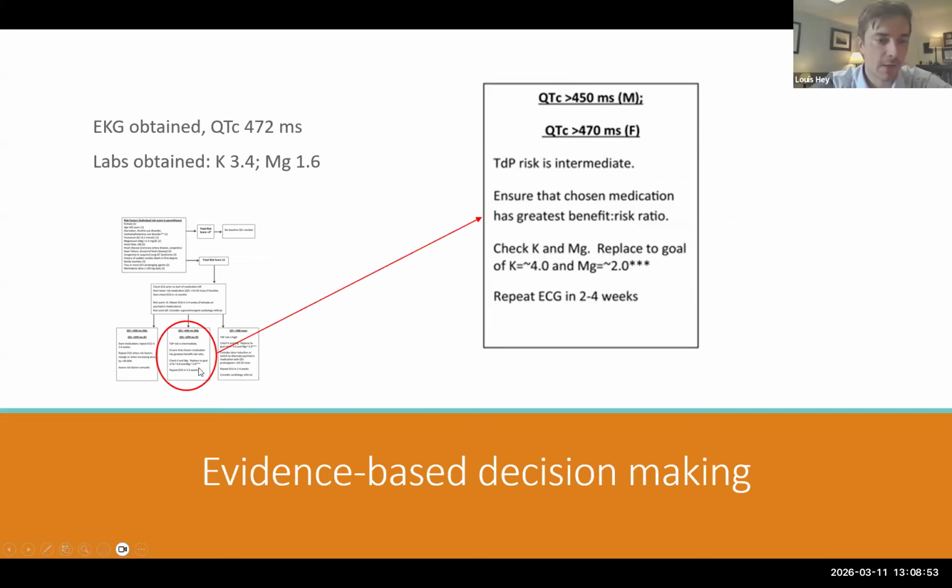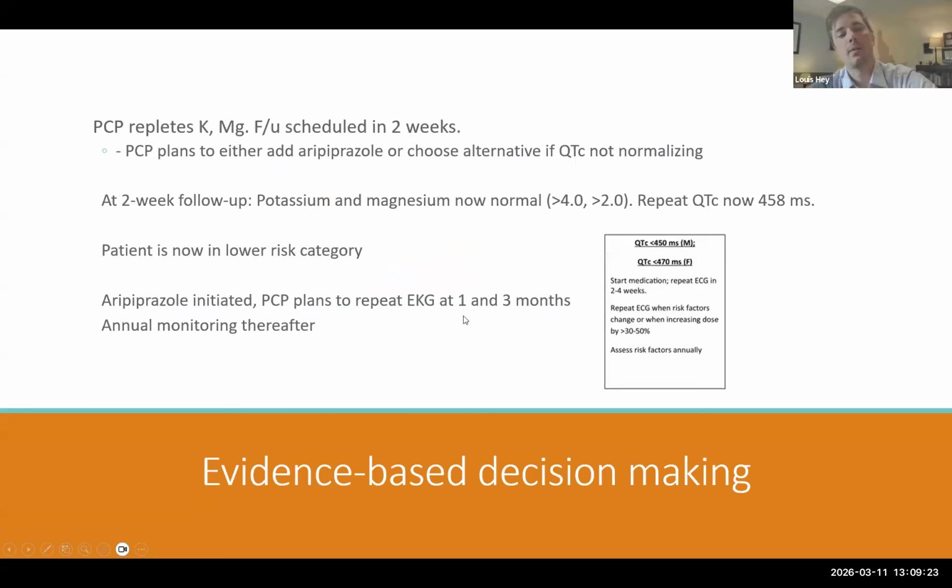Then, following the guidelines, you get her labs, and her potassium and magnesium are a little bit low. So go down the algorithm, replace to a goal of 4.0. Some resources say 4.5, but that's more inpatient and for high risk cardiac patients. Generally, the recommendations that I found for outpatient is a targeted potassium of 4 or higher, magnesium of 2 or higher. So let's say we do that. We give her a prescription for oral potassium and magnesium.